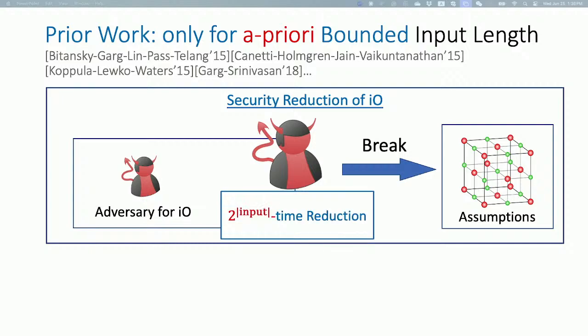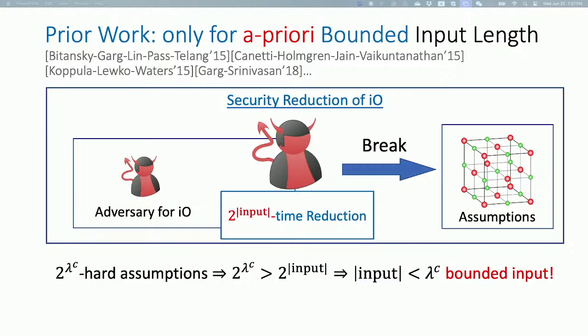However, in all those previous works, the runtime of the reduction grows exponentially in the input length. So to prove the security of iO for Turing machines, you need to set the security parameter of the underlying assumption large enough and assume sub-exponential hardness of the assumption. So you need to set the security parameter large enough such that the 2 to the lambda to the c hardness of the underlying assumption can cover the 2 to the input length runtime of the reduction. And this sets an upper bound on the input length.